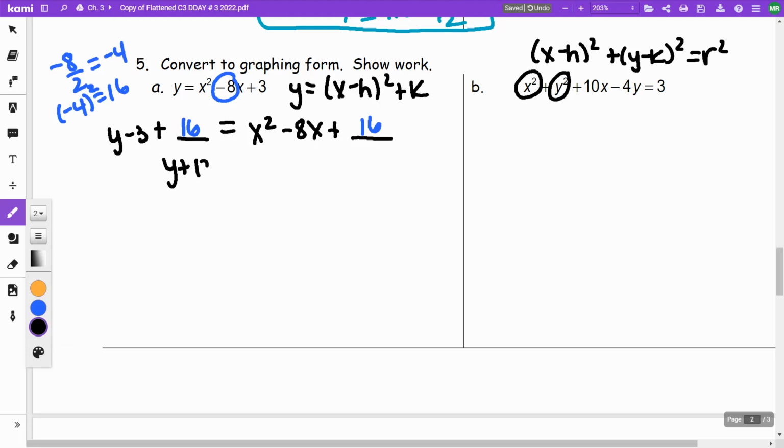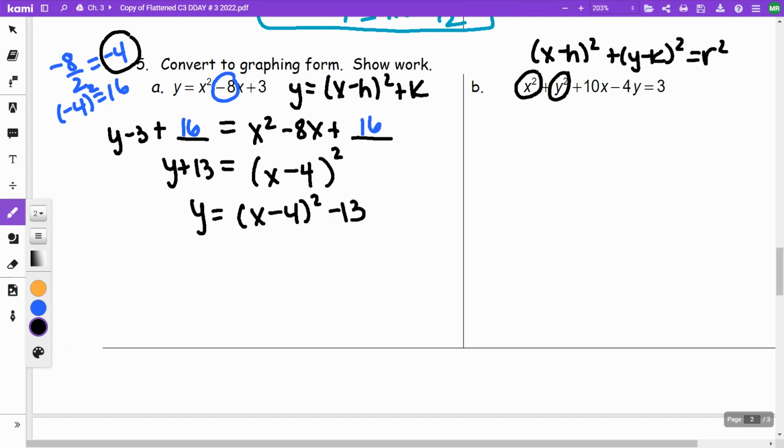So I'm going to have y plus 13 is equal to the quantity. And when I have x squared minus 8x plus 16, half of that negative 8 is a negative 4. So that's what goes here. And then I am going to minus the 13. And so I'm going to have the quantity x minus 4 squared minus 13. And that is your answer.